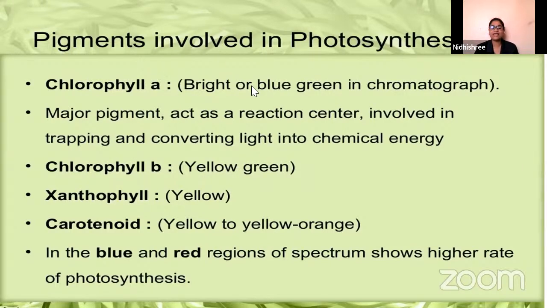So what does chlorophyll a do? It is bright or blue green in chromatography. Chlorophyll a is the major pigment and acts as the reaction center. Chlorophyll b is yellow green, xanthophyll is yellow in color, and carotenoid is yellow to yellow orange. The blue and red regions of the spectrum show the highest rate of photosynthesis.